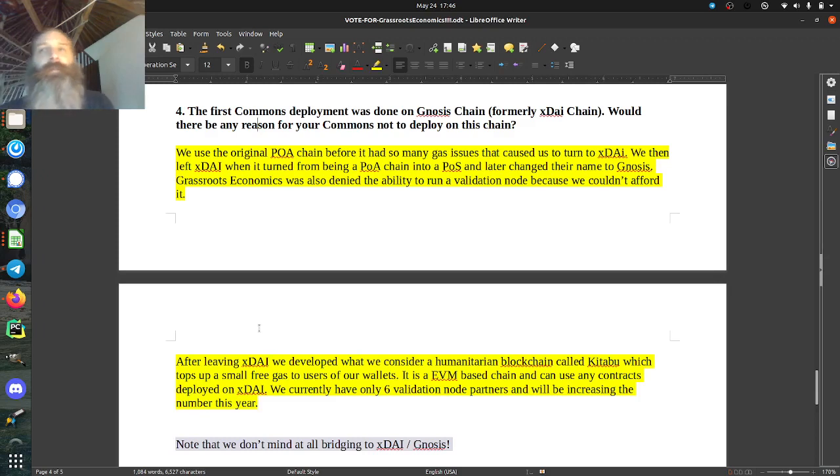We searched for a while. We found a university chain called Bloxberg, but they wouldn't let us run a node either because we weren't a university. So what we did was essentially fork it. We created our own proof of authority chain with a voting mechanism. We have only 6 nodes right now. We give out gas up to a threshold to all the users of our wallets, so we have a very simple system that's meant to be humanitarian. Anyone using different types of wallets can get onto this list of registered accounts that just always get topped up a small amount. So that's kind of where we are now.